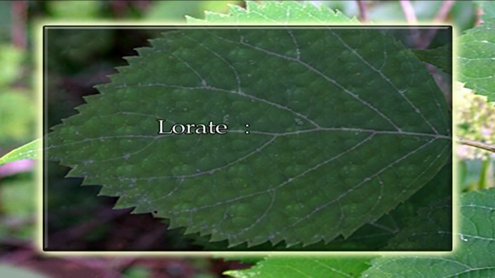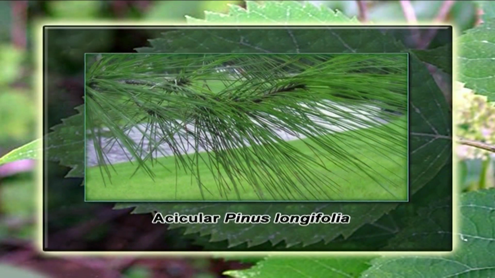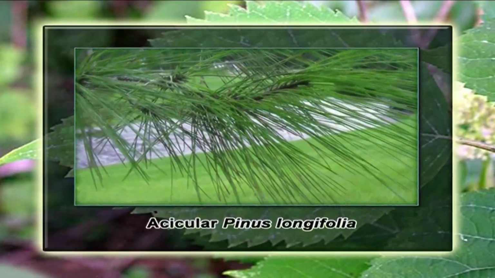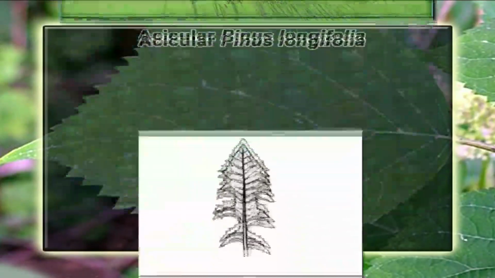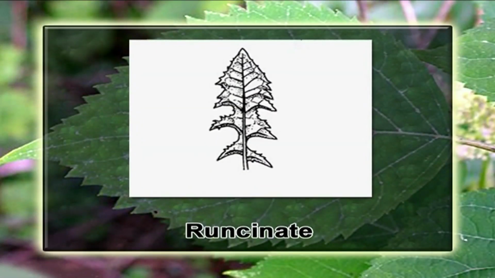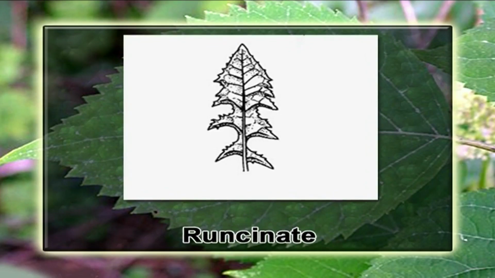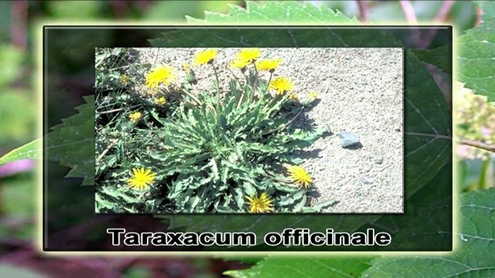Or loriform, that's strap shaped, for example, in Vallisneria species. Acicular, long, narrow and straight like a needle, for example, in Pinus longifolia. Runcinate, these are coarsely serrate to sharply incised with the teeth pointing towards the base, for example, Taraxacum officinale.